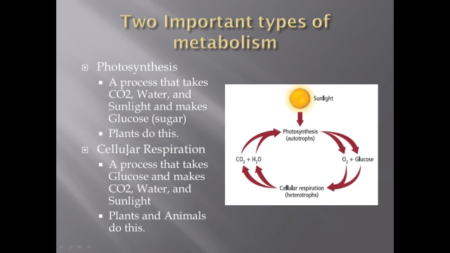And cellular respiration is taking that same glucose you see here and making CO2 and water and energy. And you have to have oxygen as part of that process as well. Both plants and animals do this. It's important to remember that plants also eat their own sugar. They have to, to survive. But animals, when they eat the plant, are getting a hold of that glucose as well.